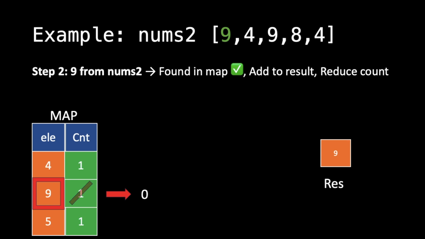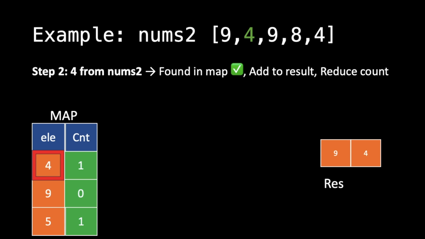Now let's take the next element of nums2, that is 4. We can see 4 is also in our map. So as soon as we find the element in our map, we store it in our result array and then reduce its count. Its count is 1, and after adding it to the result array, we reduce its count from 1 to 0.